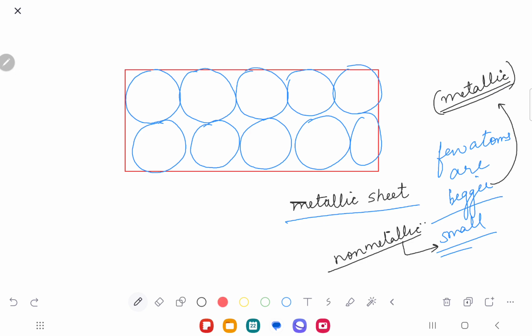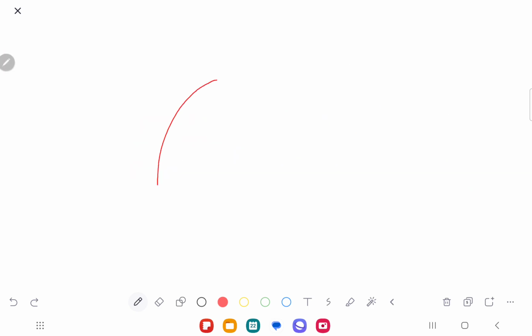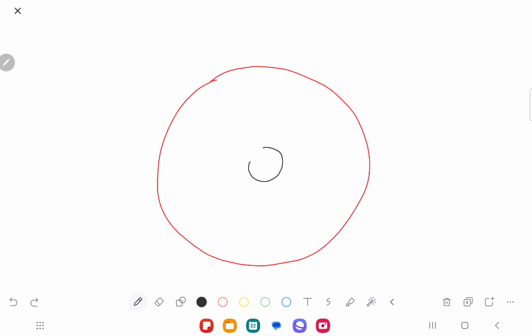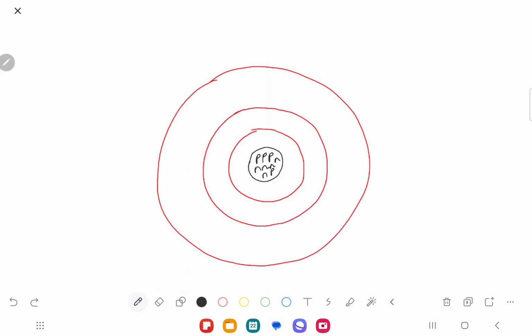Now, what is the point? The point is that if, for example, we are talking about a big atom, there is a small nucleus at the center which has protons and neutrons. And there are these electrons, isn't it? So we have it here.